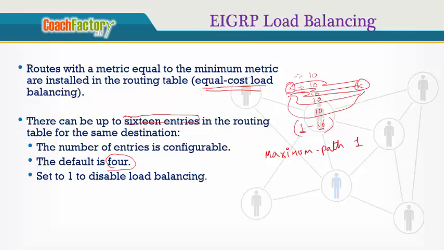If we give maximum-paths 1, then even though we have multiple connections with the same metric, the EIGRP router is not going to do load balancing, because we set the maximum paths number to 1, meaning it is going to select only one connection. So it will disable load balancing. If we want to use the maximum, we can give the command maximum-paths 16 under the router EIGRP process. Then we can have up to 16 connections in the routing table for sharing the load, if all 16 connections have the same metric.